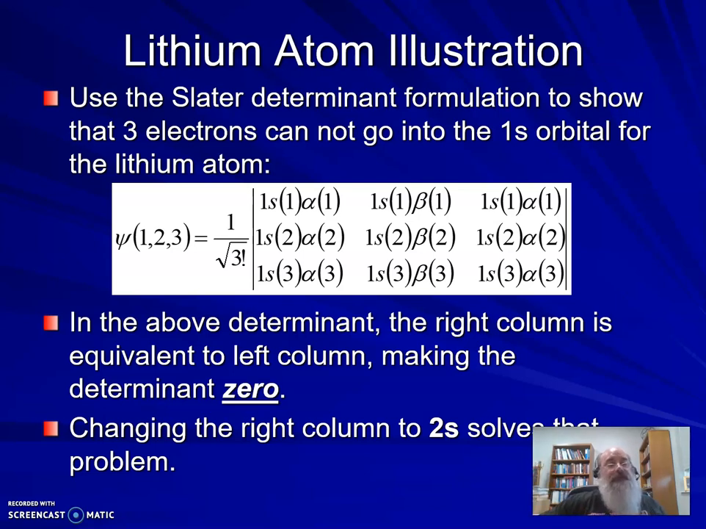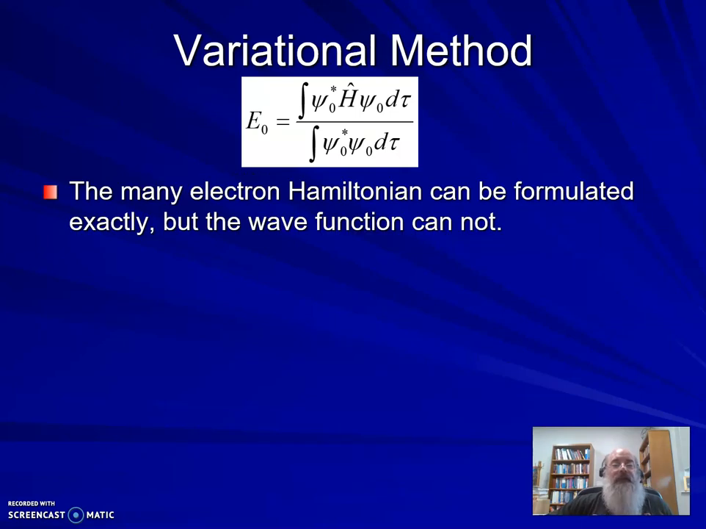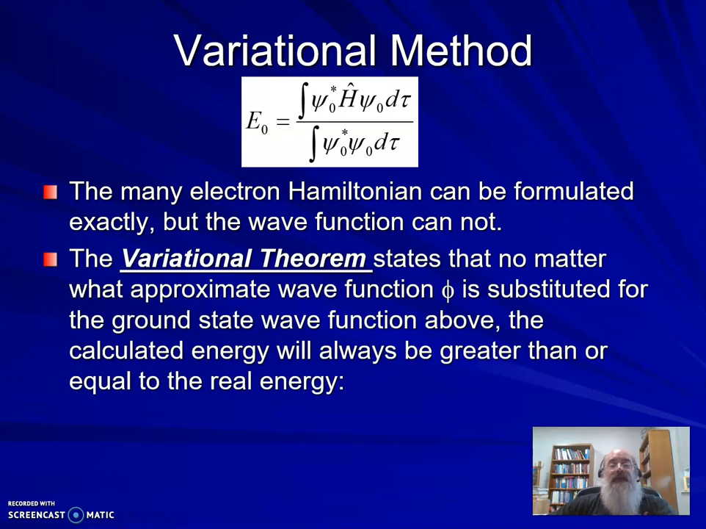These are just first approximations. The Slater determinant is going to be a first approximation for a wave function for lithium. The Hamiltonian that we write out is going to be a first approximation of a Hamiltonian. The many electron Hamiltonian can be formulated exactly, but the wave function can't. Using those hydrogen-like orbitals with zetas in them is an approximation, and we don't know what the zeta is. That's one of the things that we need to figure out.